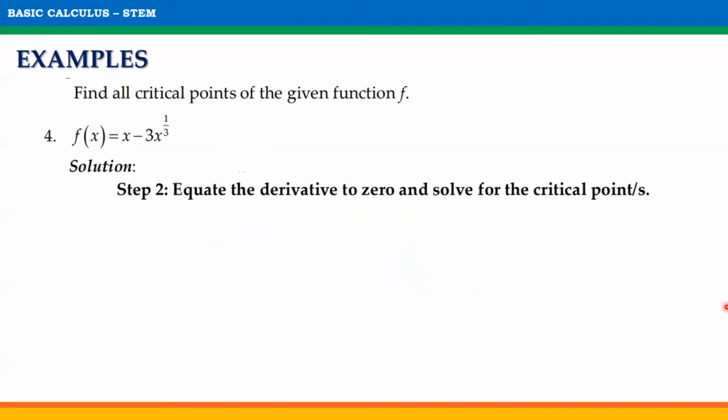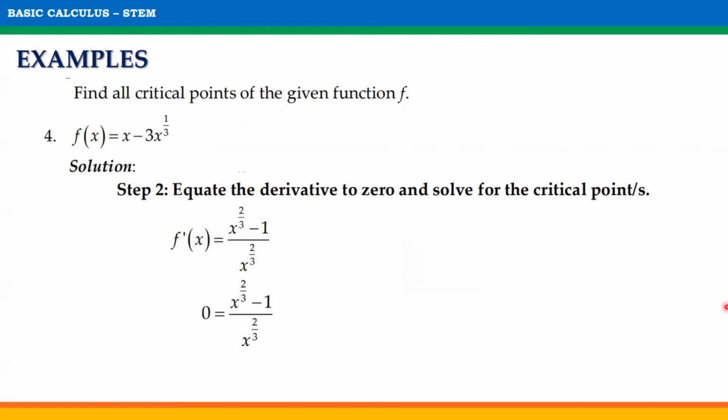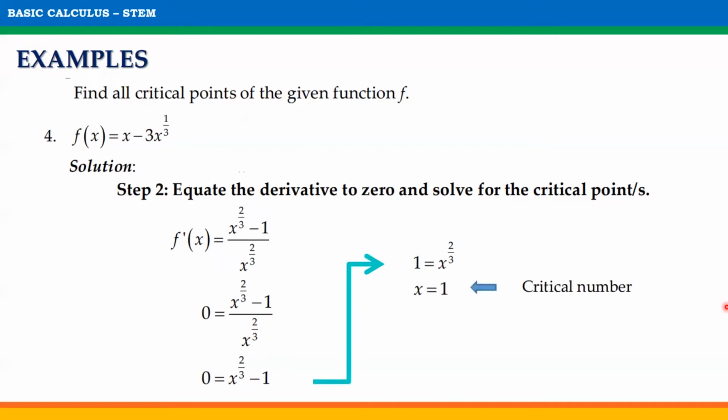Next, equate the derivative to 0 and solve for the critical numbers. Remember that we have solved this as the derivative of the function. Equating it to 0, we get 0 equals x raised to 2/3 minus 1 all over x raised to 2/3. For it to become equal to 0, we can simply equate the numerator to 0. So we have 0 equals x raised to 2/3 minus 1. So 1 equals x raised to 2/3 and x is equal to 1. So we have here a critical number.